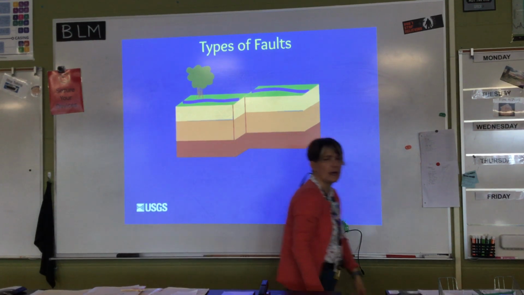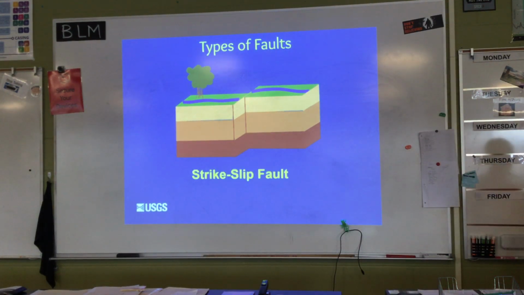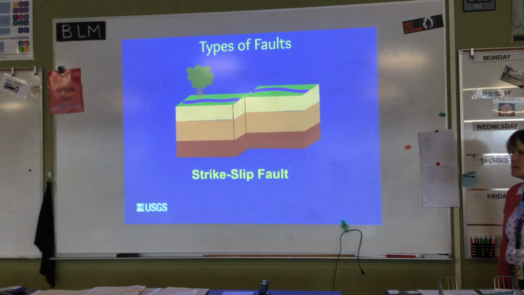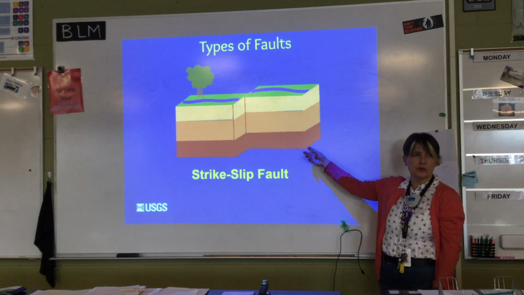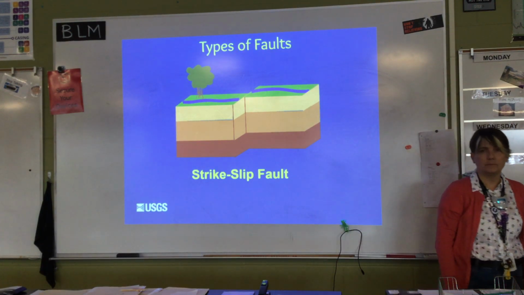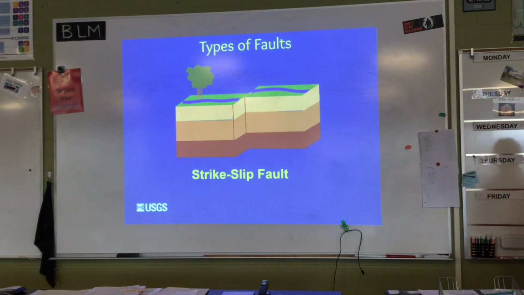What kind of boundary is that? Transform. Yeah, so let's go ahead and write down first, strike slip fault next to the big picture. Next to the big picture, you're going to write strike slip fault. And I promise you that we'll have pictures just like this on the exam. It's a strike slip fault.